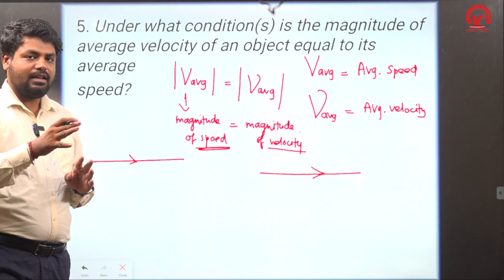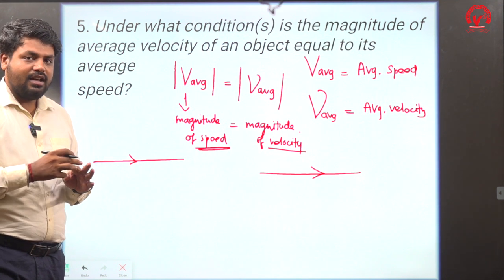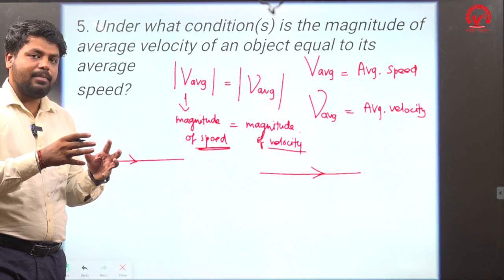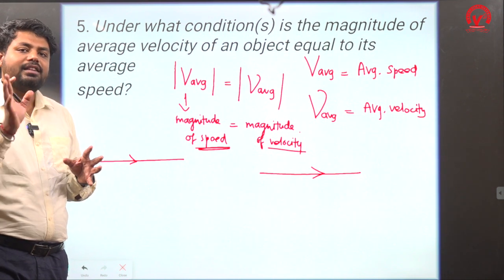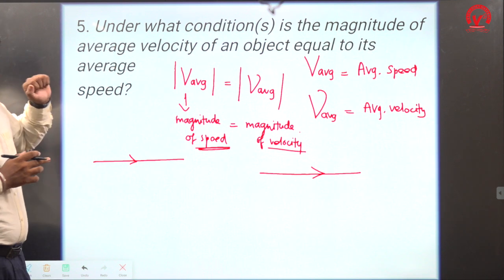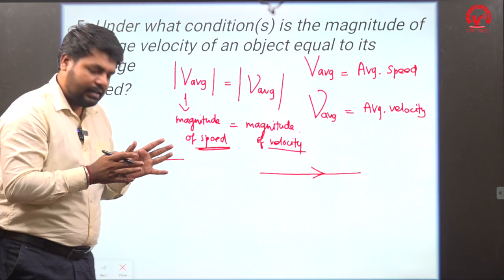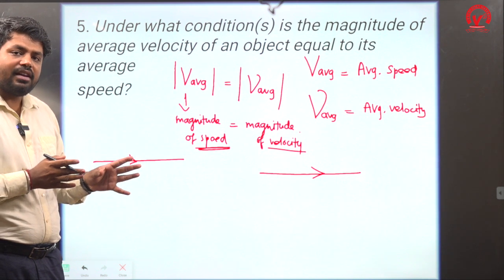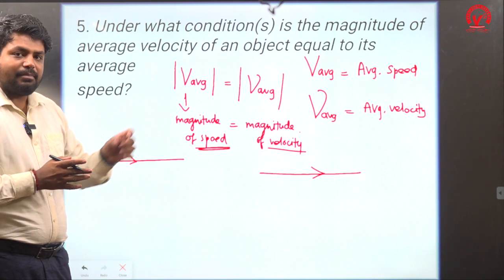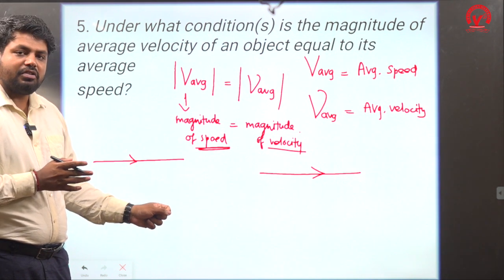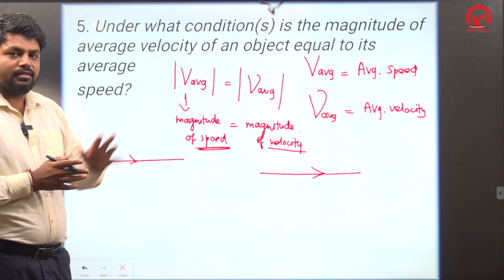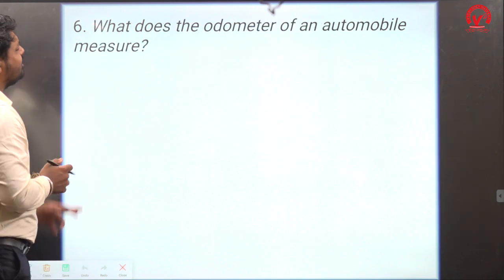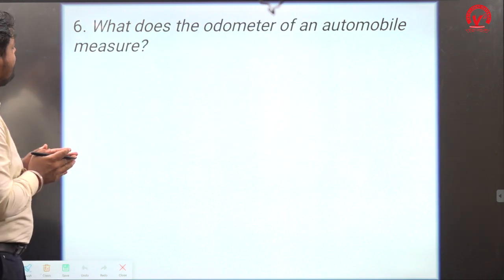Because velocity talks about the direction, right? So the direction is not changing. So then the velocity will be automatically equal to whom? The speed. Okay. So under what condition? The condition is that when the particle travels in the same direction or in a straight line, their average velocity will be equal to their average speed in terms of magnitude. Okay, got it.